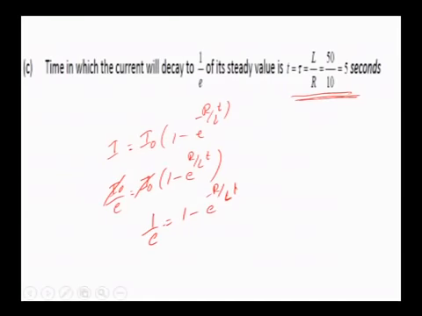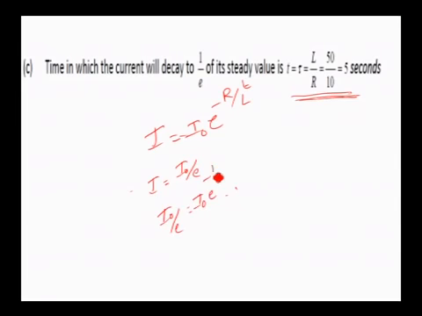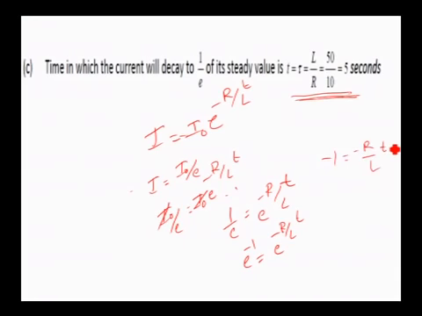See, this is actually related to decay. So the expression for this is going to be I is equal to I naught into E power minus R by L into T. When the current becomes I naught by E, we write I naught by E is equal to I naught into E power minus R by L into T. Cancel I naught. We have 1 by E is equal to E power minus R by L into T. Now the reciprocal of it is E power minus 1 is equal to E power minus R by L into T. Compare the powers of the exponential. We will have minus 1 is equal to minus R by L into T. Then T becomes L divided by R.